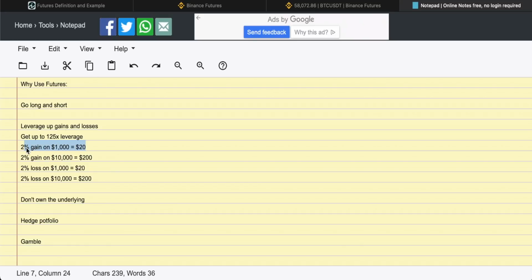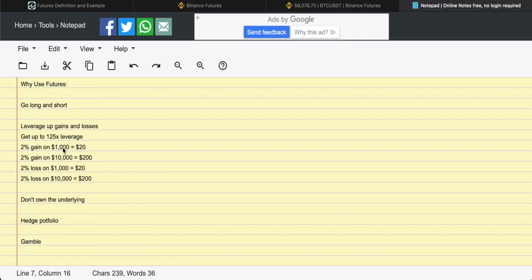So let's say you put $1,000 into Bitcoin in the spot market. So you actually invested $1,000 in Bitcoin and it went up 2%. 2% of $1,000 is $20. So for a $1,000 investment, a 2% gain, you would make $20 on your investment. Now, if you were trading futures and you used leverage on your account, let's say 10 times leverage. So you put $1,000 on your account and you said to Binance, I want 10 times leverage on my $1,000, which would obviously be $10,000. The very same 2% gain in the market would realize you a $200 profit instead of $20.